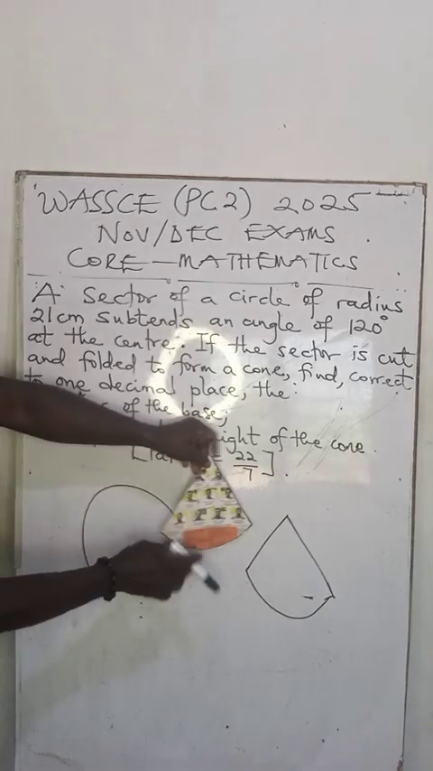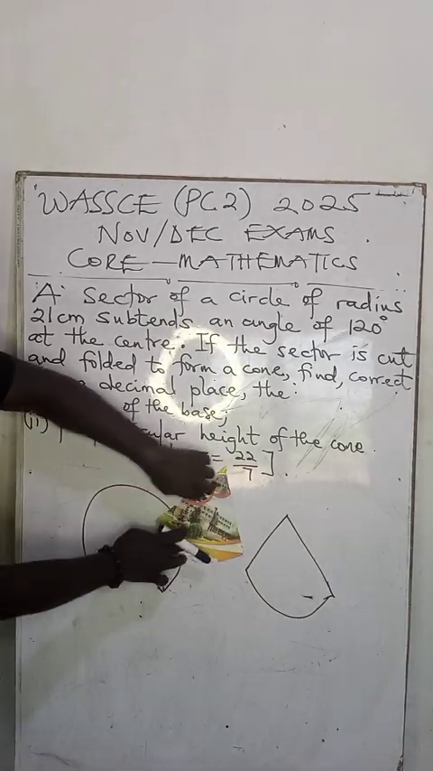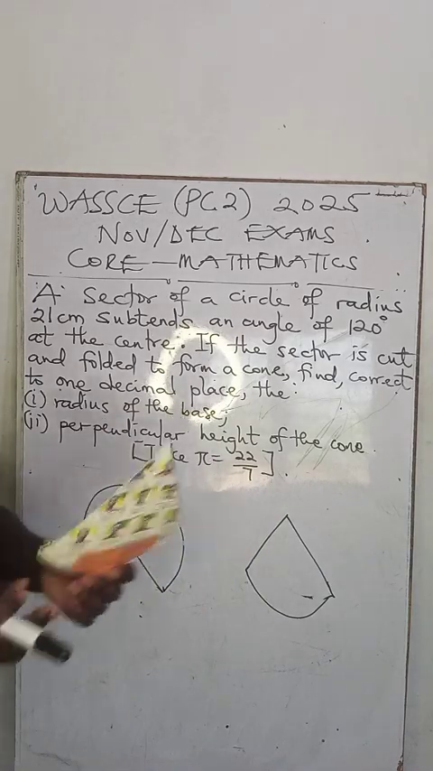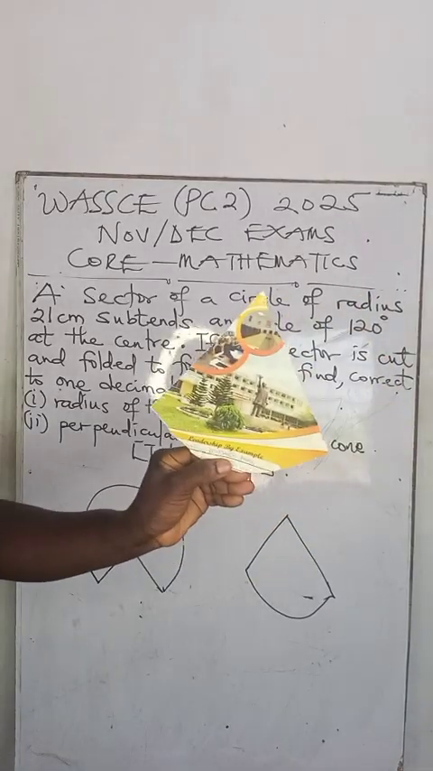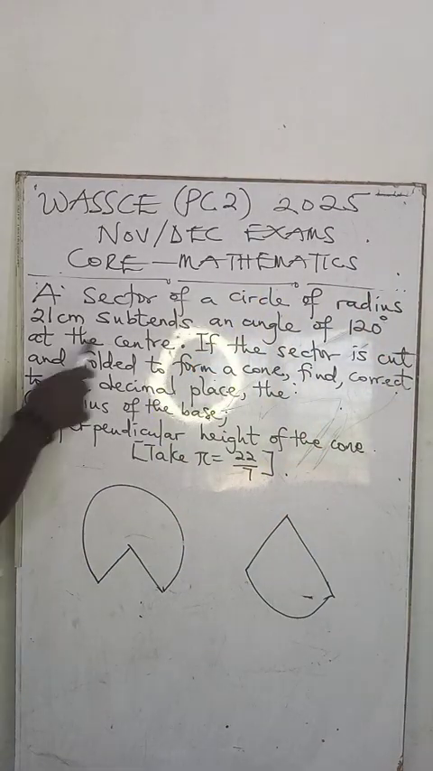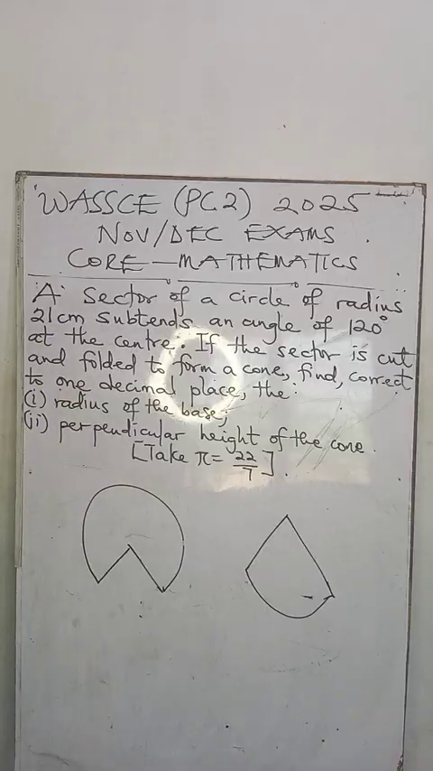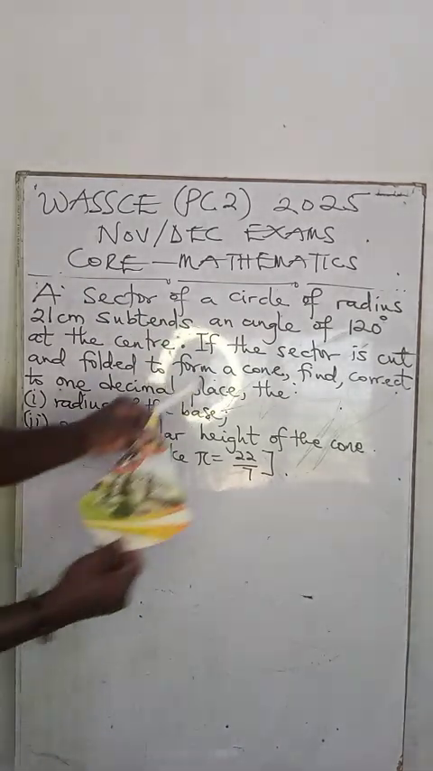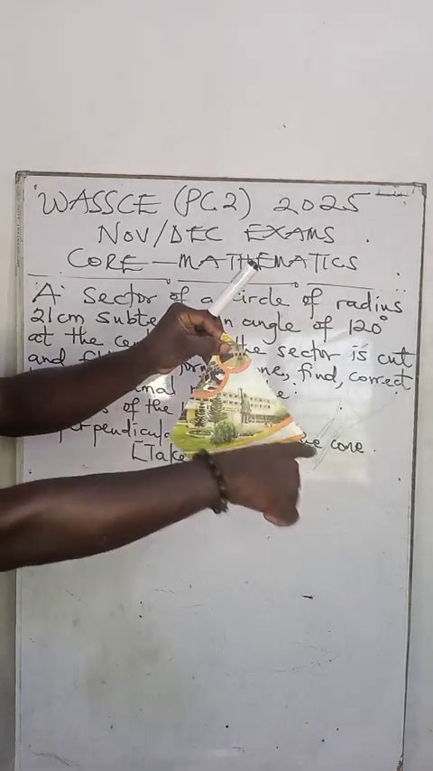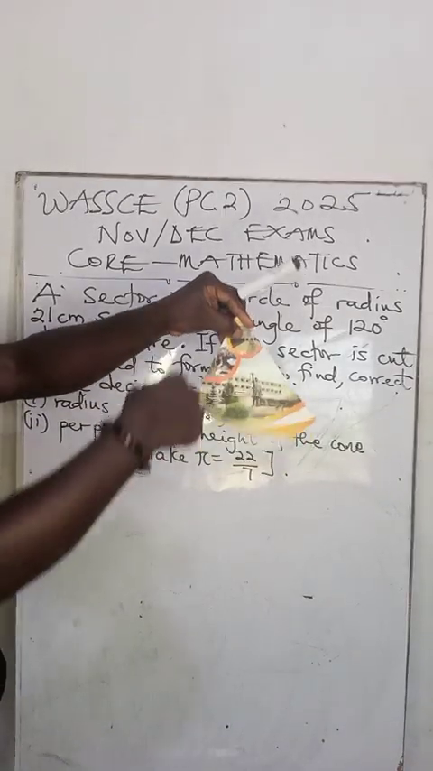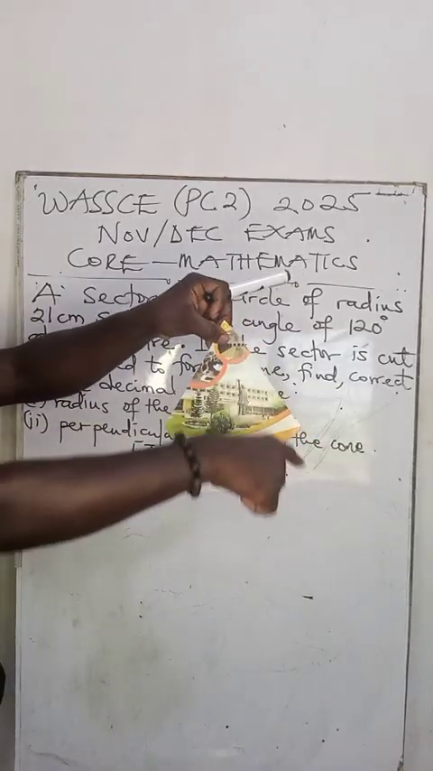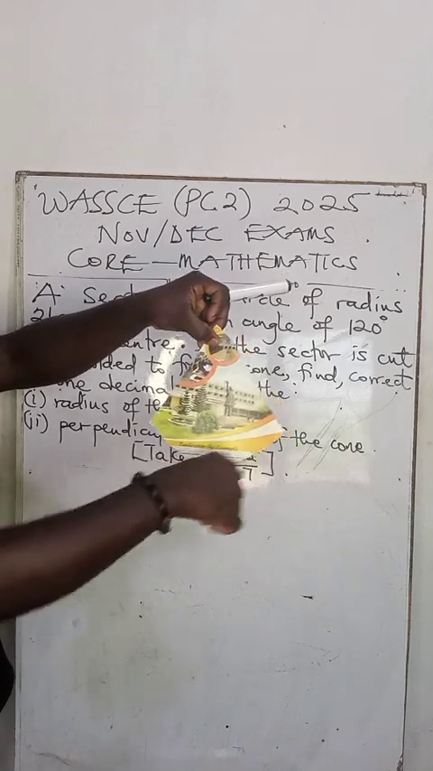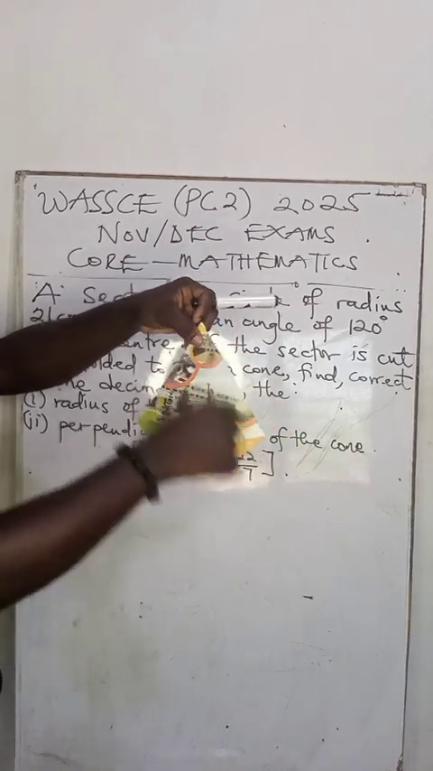So now we have a minor sector here. It's a plane shape, and this is a minor sector. A sector of a circle of radius 21 centimeters. So this is our minor sector, and this is the radius, and this too is the radius. Don't forget that the radii are the same. And this is our minor arc, the length of the minor arc.